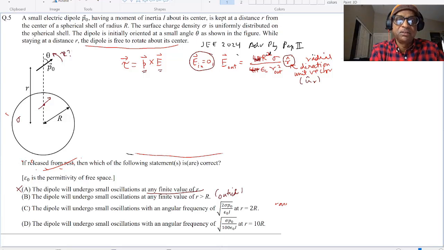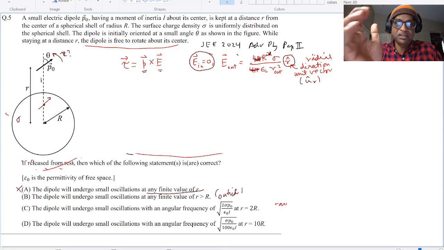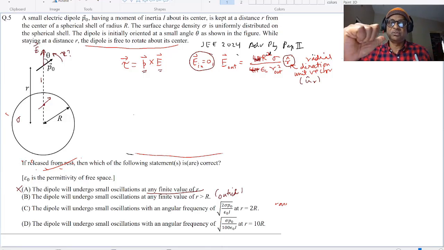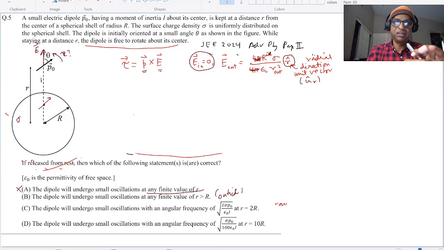Let's see. I'm going to bring it back to a line, and you do the right hand rule. So P is pointed this way. Over here the electric field is pointed that way. So P cross E, the torque is indeed that way. So this is the sense of rotation, that way.